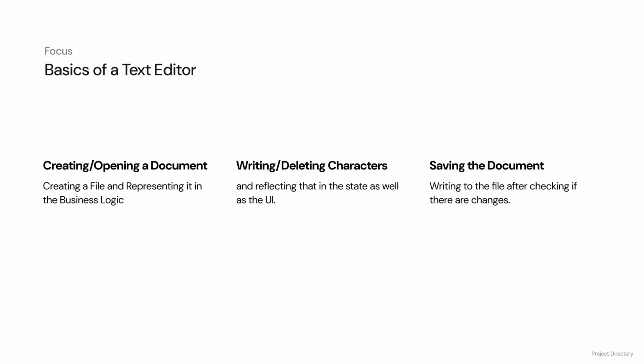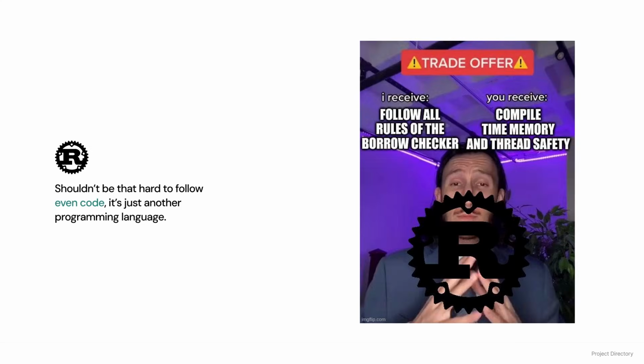But for now, we'll focus on 3 things: creating and opening a document, writing and deleting characters, and saving the document. Later, we'll model our data better to do more, but let's just start with this much. Also, I'm assuming at least a basic level of understanding on the working of the Rust language, because I'm not going to go over the language and its syntax, but I'll try to explain what exactly that part of the program is supposed to do.